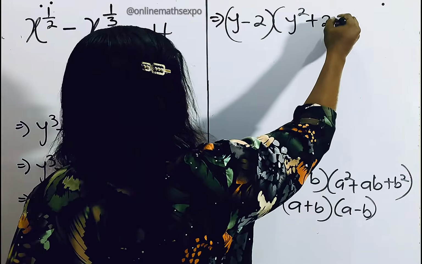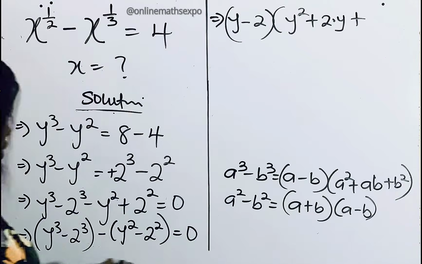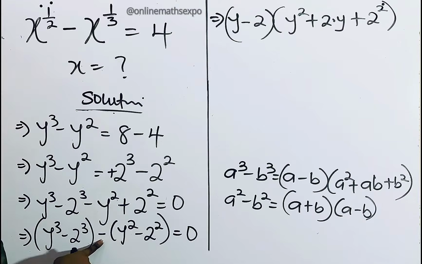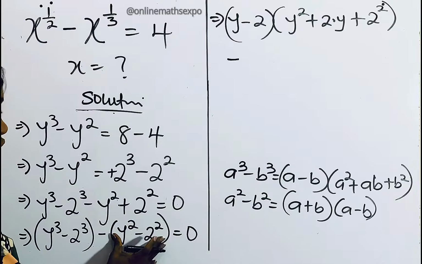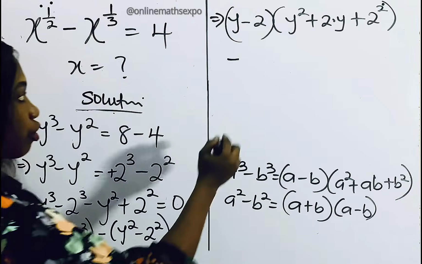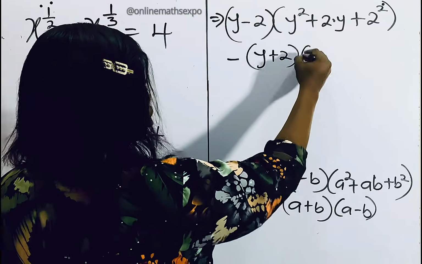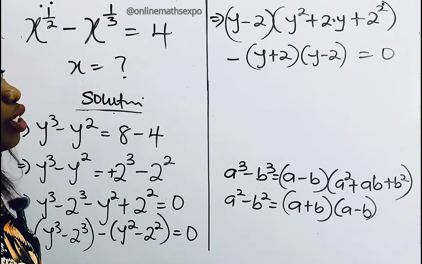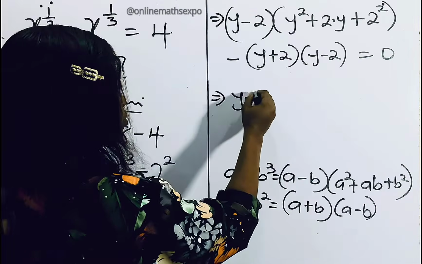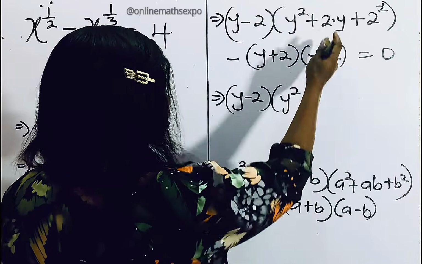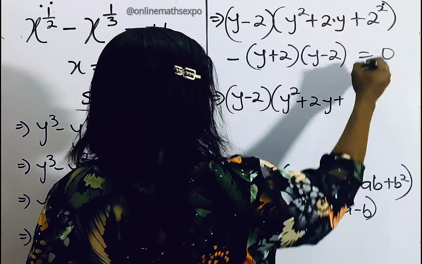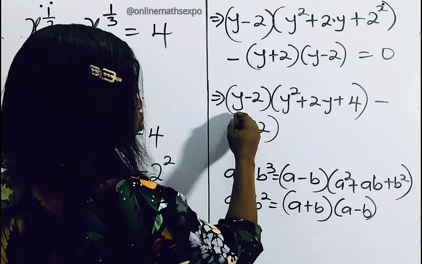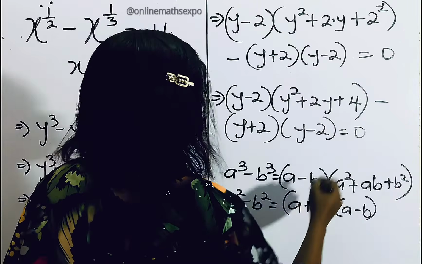Just multiply these two following this. So we have 2 multiplied by y, plus our b, which is 2 squared. Then bring that, remember your subtraction sign. We have minus. For this, we obey this, so it's going to give us y plus 2 into y minus 2. And everything is equal to 0. Now what do you do next? Let's simplify. So we have y minus 2 into y squared plus 2y plus 4, then minus y plus 2 into y minus 2 is equal to 0.